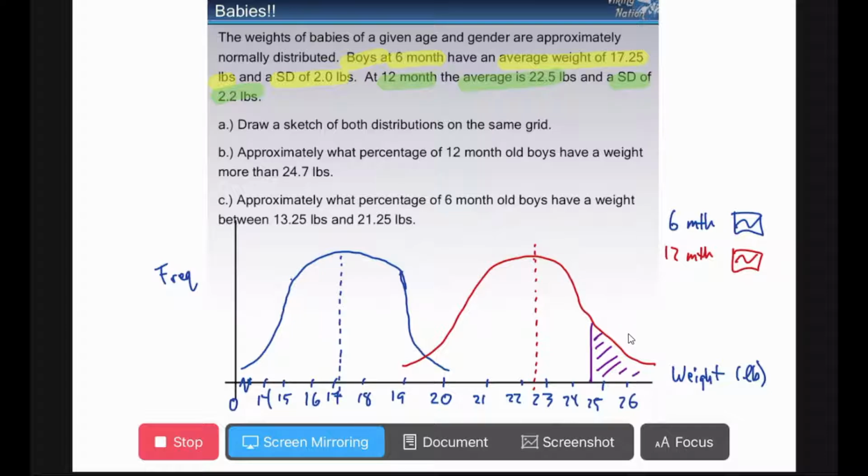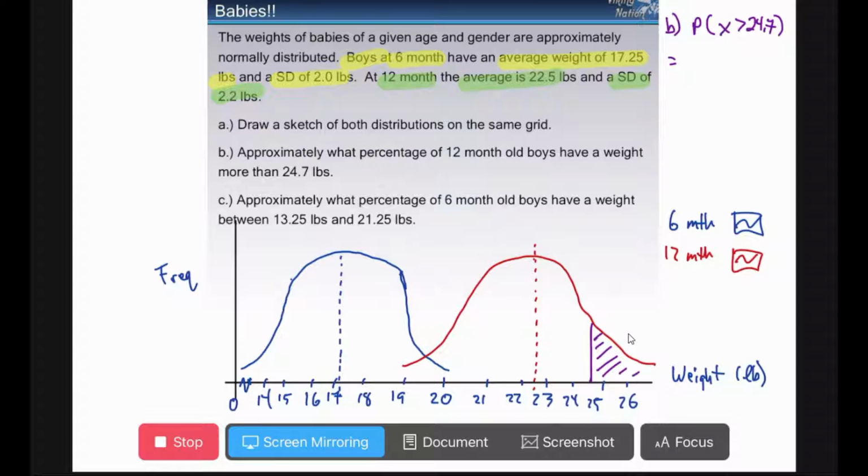You'll notice that when we talked about using the Z tables, we were just looking at the values to the left. So what we're going to do is use our indirect method, like we've done before for other questions. I'm going to find this area here and subtract that from 1. So let's go ahead and do that. It does say approximate, and so I'm going to approximate here.